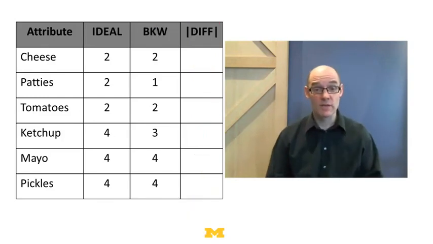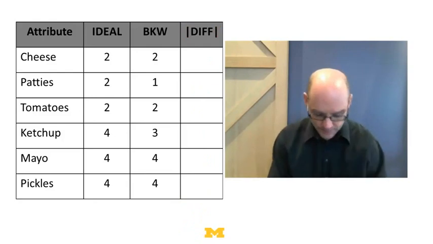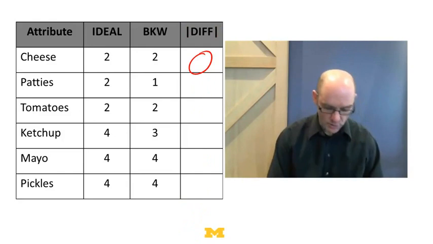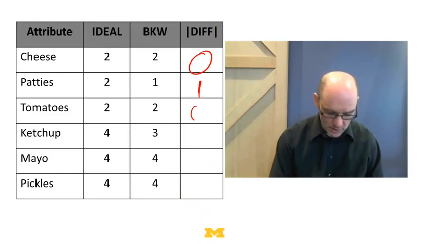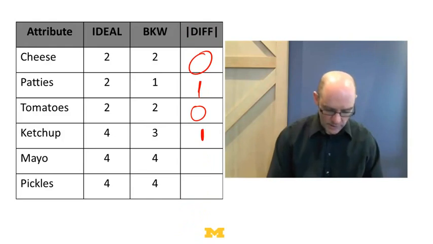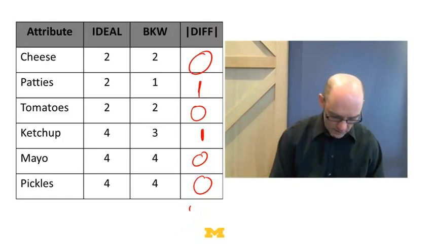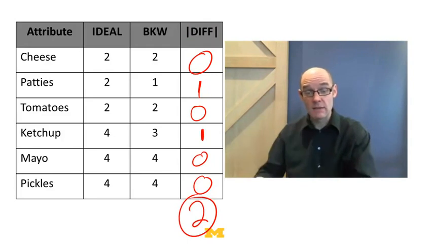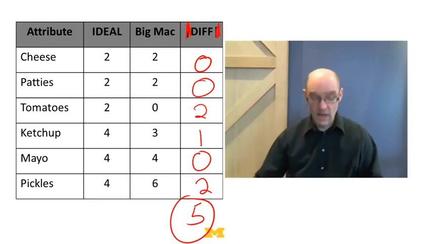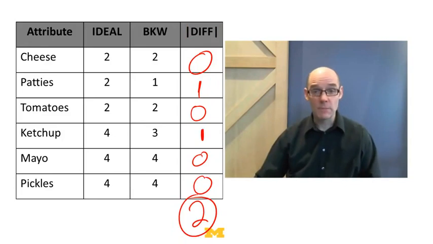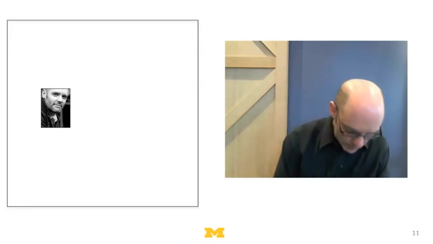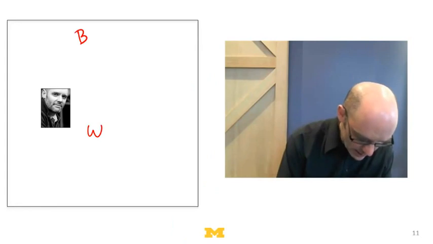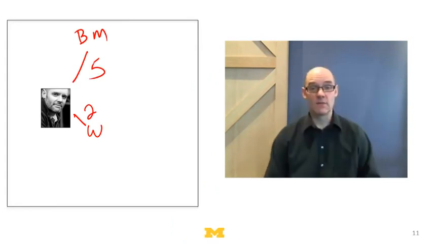Let's suppose I walk across the street, and now I decide, let's see how the Whopper stacks up. Well, the Whopper has 2 pieces of cheese, that's great. It's got 1 patty, so that's off by 1. 2 tomatoes, that's great. Not quite enough ketchup, but perfect amount of mayo, perfect amount of pickles, so it's only off by 2. So my distance from the Big Mac was 5, and my distance from the Whopper was only 2. So we could represent that by, here's the Whopper, and here's the Big Mac. This is only a distance of 2 from me, and the Big Mac is a distance of 5 from me.